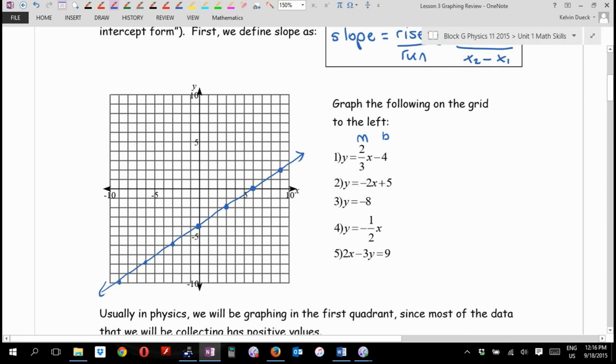What equation number was this, Rylan? 1. I'll put a little 1 there just so that when Mr. Dueck is marking, because I'm going to give you an identical question just with different numbers on your quiz, he can figure out which line is which.